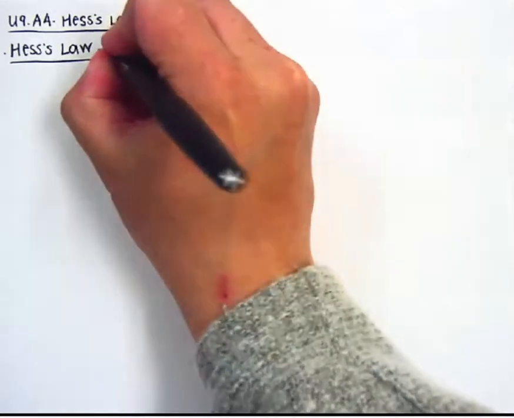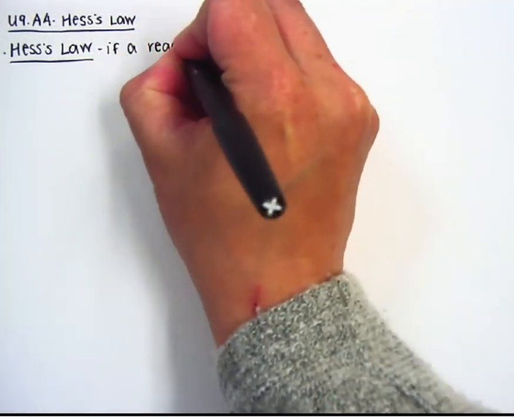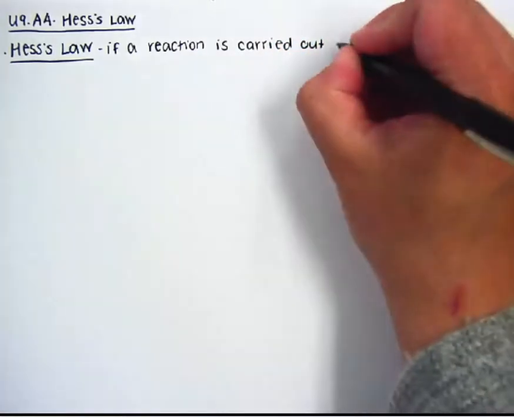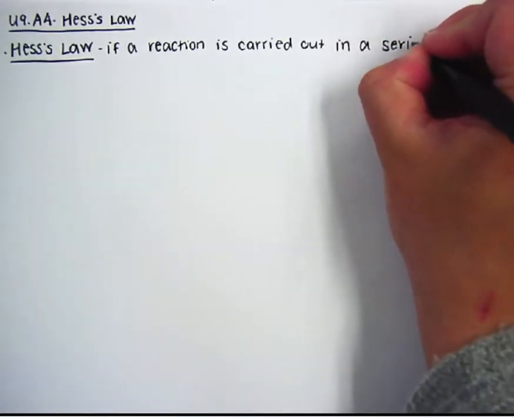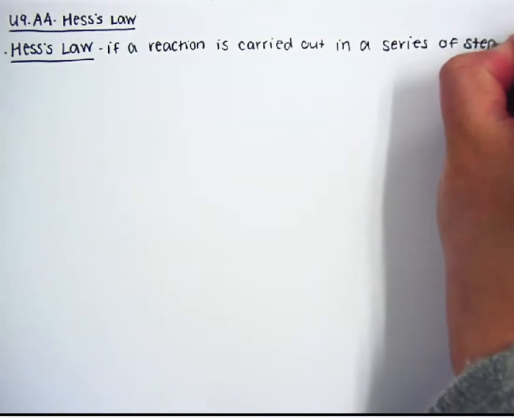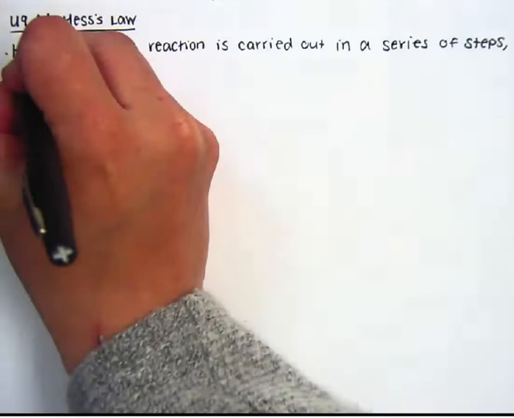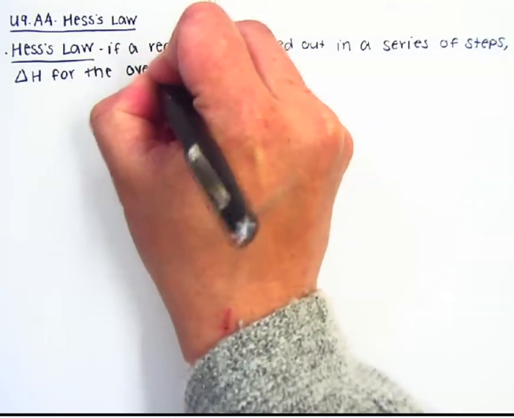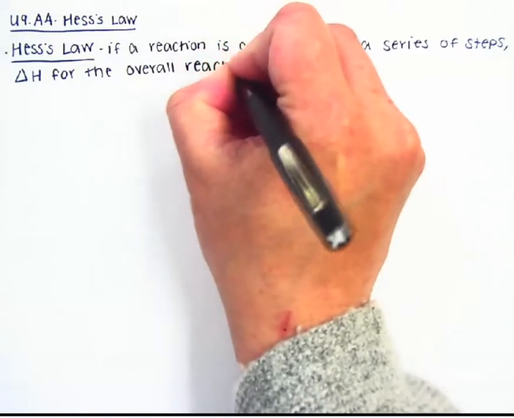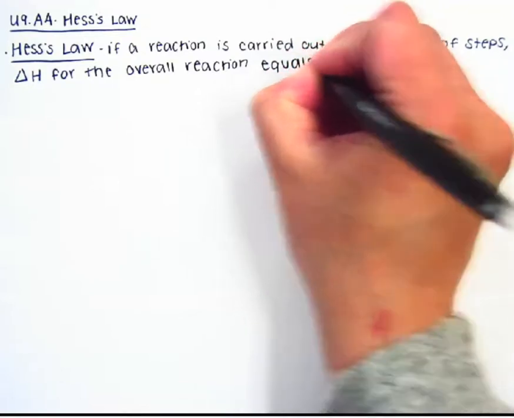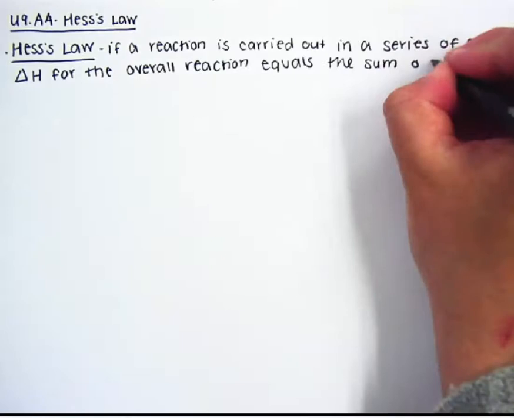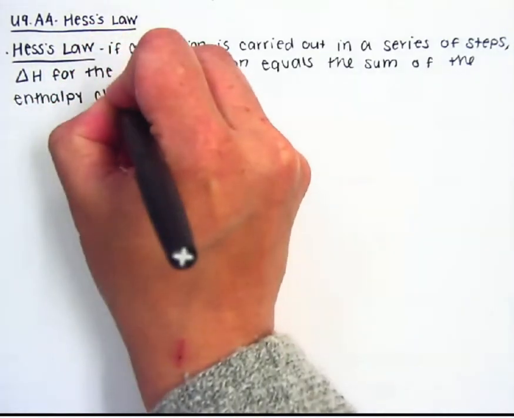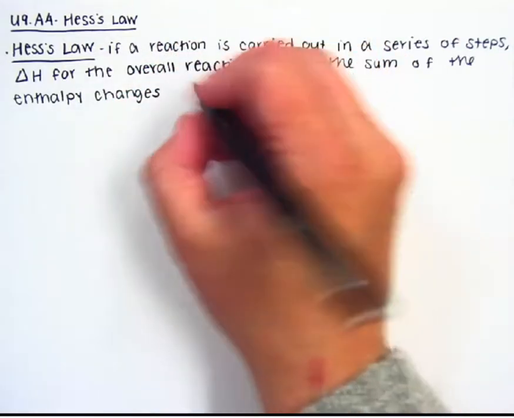Hess's Law states, if a reaction is carried out in a series of steps, delta H for the overall reaction equals the sum of the enthalpy changes for the individual steps.